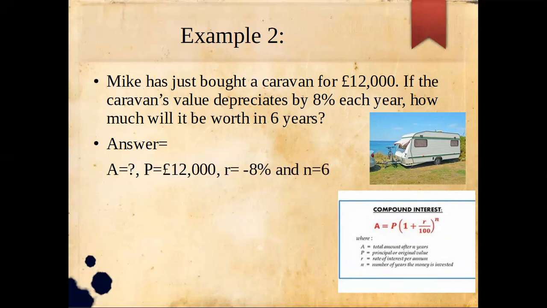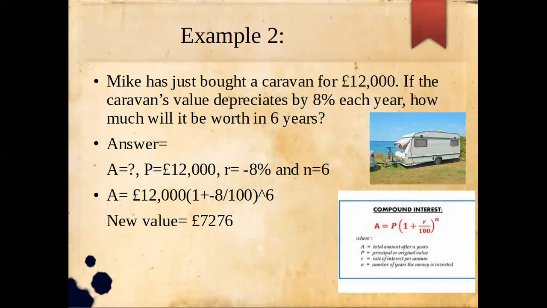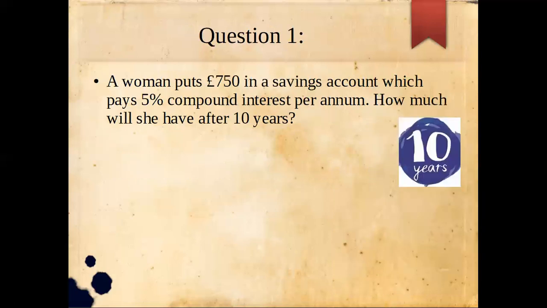So we don't know what A is. P is £12,000. R is negative 8%, and N, which is number of years, is 6 years. So put this into your formula. We've got £12,000 times 1 plus negative 8/100, sorry, to the power of 6. And if you put that in your calculator, you'll get a new value of £7,276 to no decimal places. So after 6 years, his caravan will be worth a lot less, and that makes sense because it will depreciate over time. So here's a question for you to try.